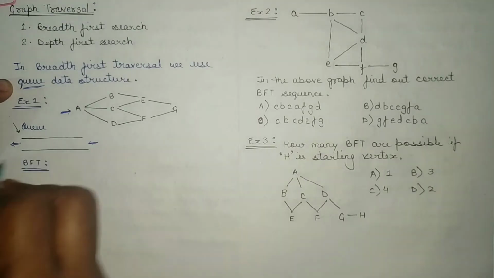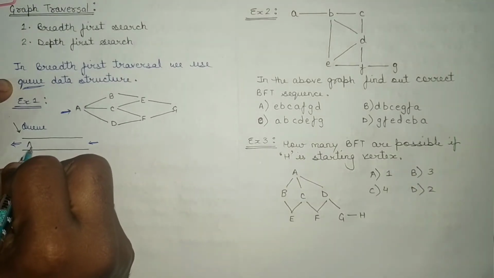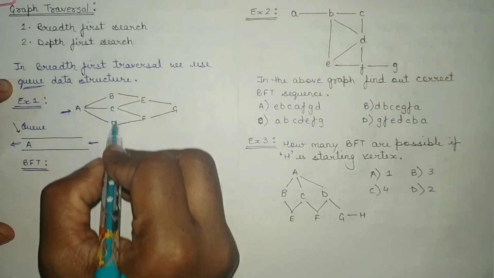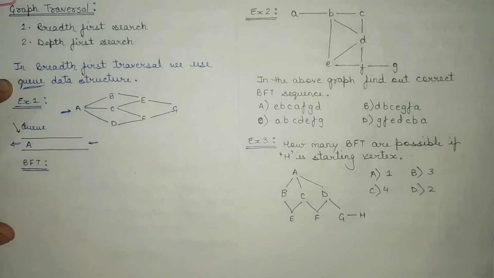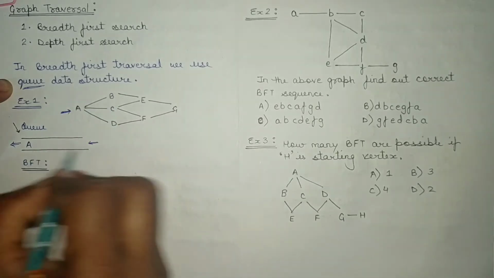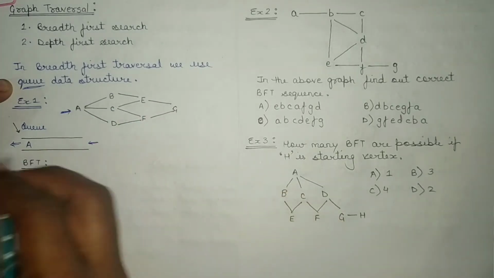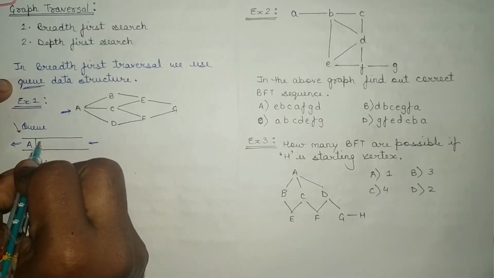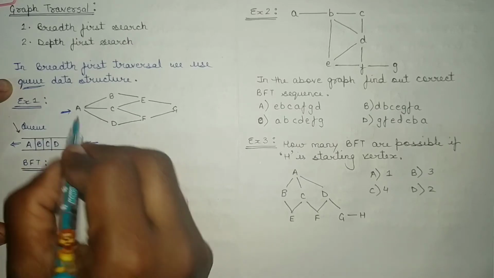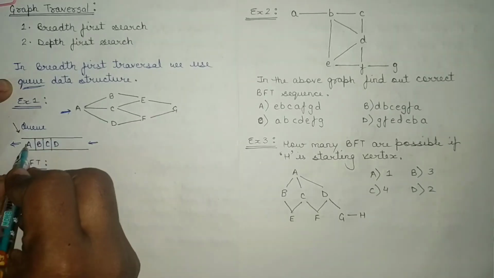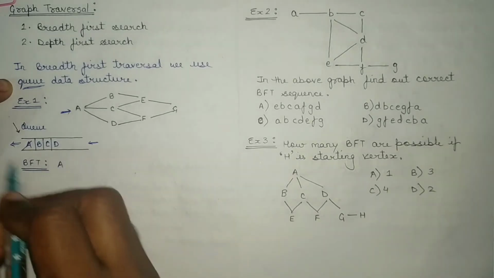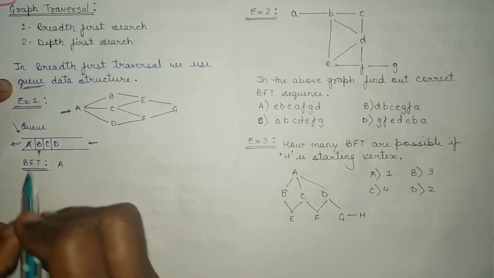So first you visit node A and insert that in the queue. So A is inserted, right? Now you have to find out the adjacent nodes. What are the adjacent of A? B, C, D. So insert B, C, D in the queue. B will be here, C will be here, and D will be here. Now there is no more adjacent for A, so we will be deleting A and printing A, right? So A is printed.